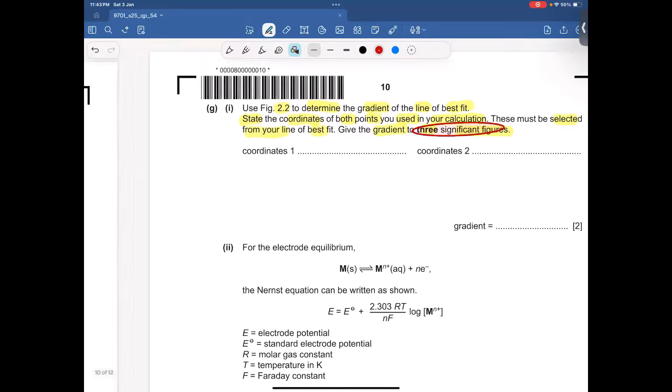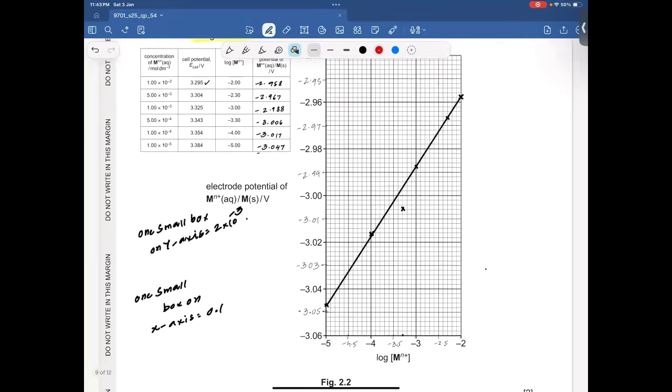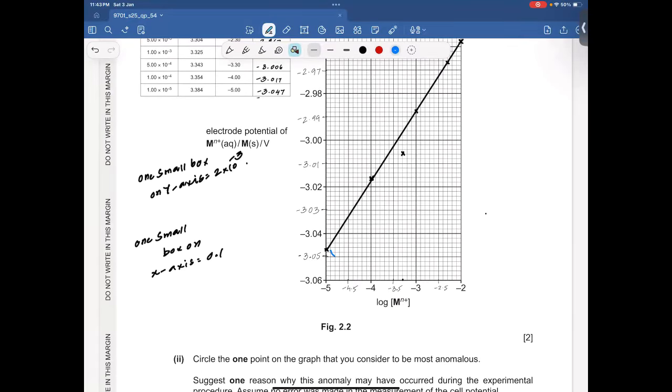Okay, so let me decide the first coordinate. This is going to be the first coordinate because it's very, very easy. It's basically minus 5.0, comma, minus 3.047. That's my first coordinate.